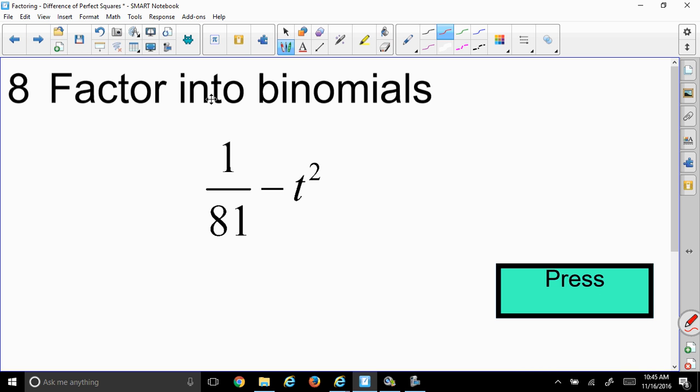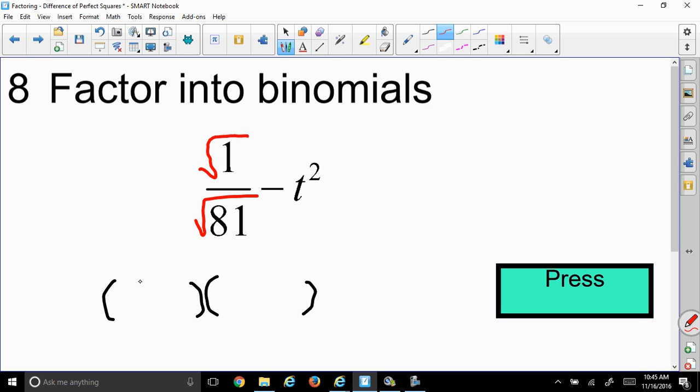Here's another one. Factor into binomials. We have a fraction this time. 1 over 81 minus t squared. Well, that's no problem. I'm going to use that same trick that I did a few minutes ago. I'm going to draw first two sets of parentheses. And so now I'm going to use my square root sign on this fraction, in two parts.